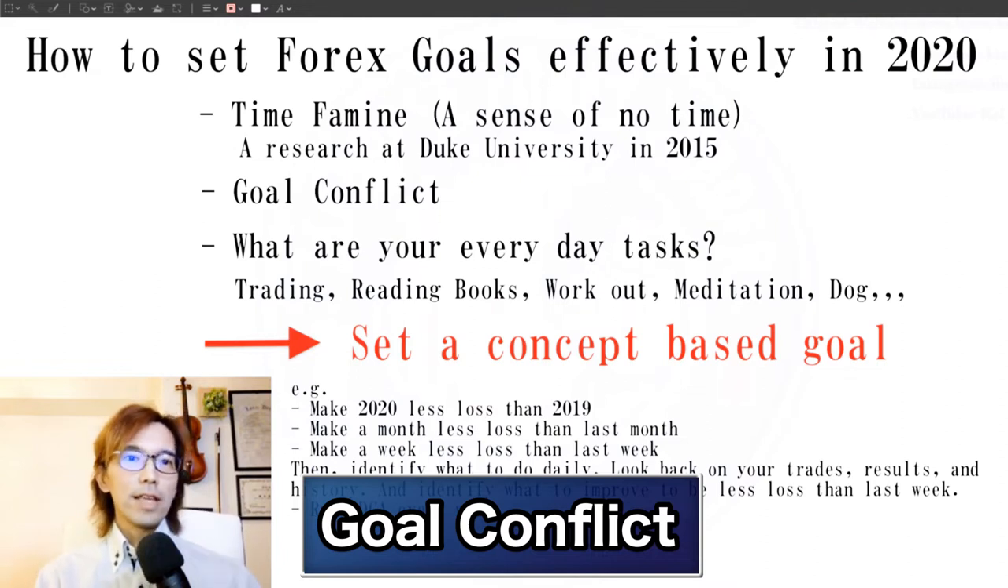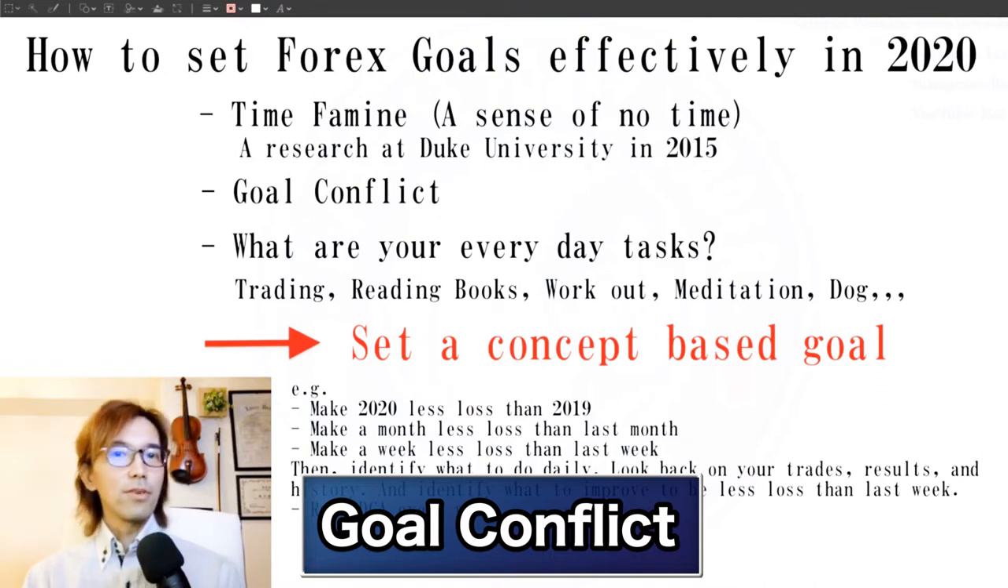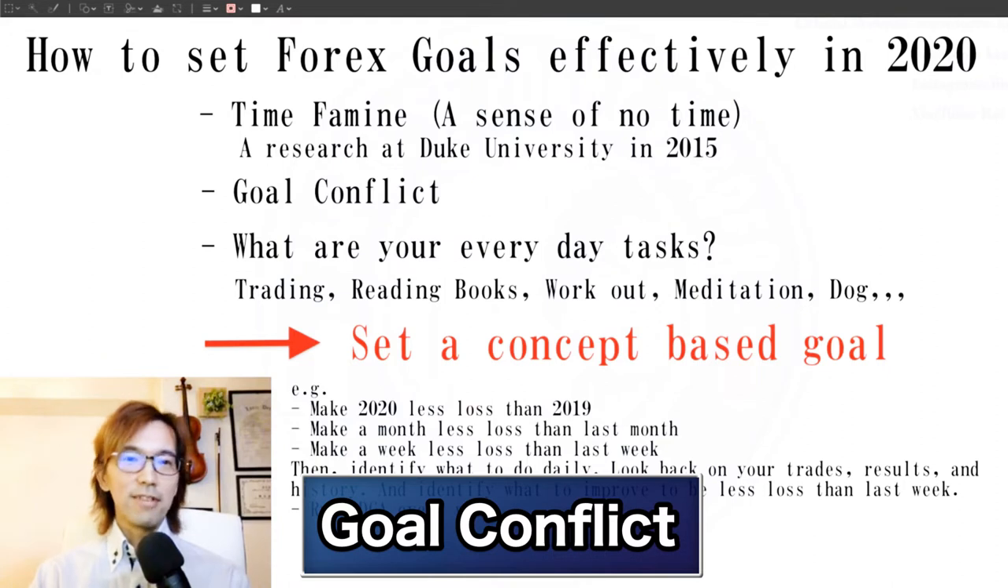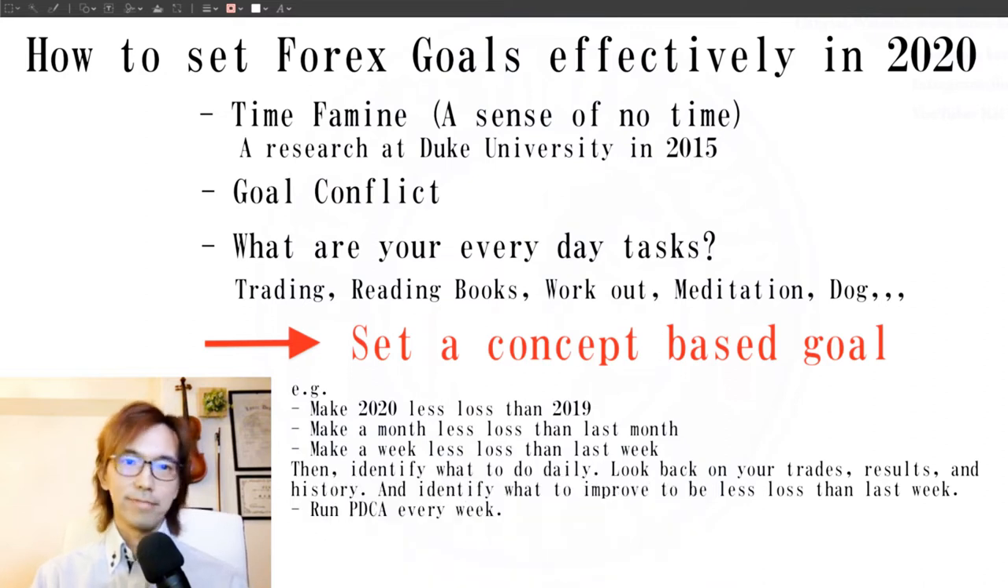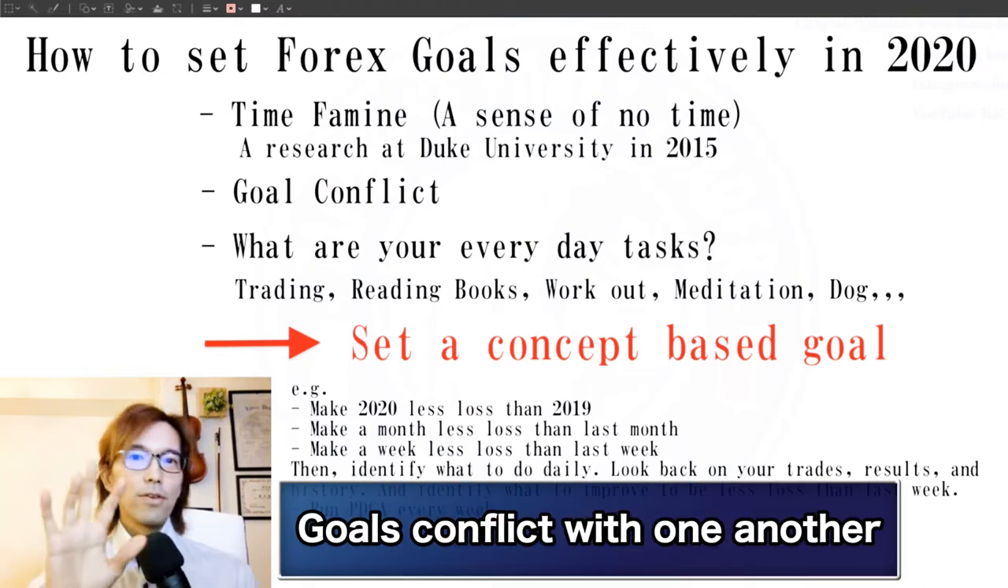So goal conflict is when goals go against one another. For me, let's say I want to read a lot of books, right? But I want to play with my dog too. If I want to read, then all I have to do is read throughout the day. That should be the first priority. But if I want to play with the dog, I cannot read a book while playing with the dog. The goals conflict with one another.